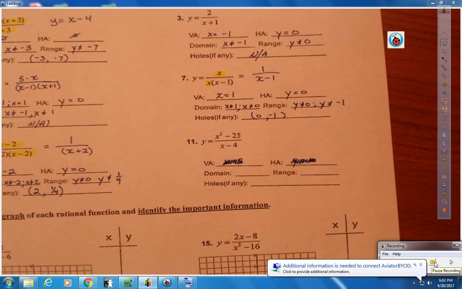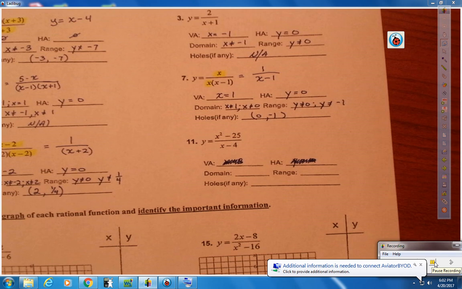All right? So there's a lot of information there. So if you need to rewind it, rewind it. If you need to listen to it again, listen to it again. Okay? So vertical asymptote, x equals -4, 1, 2, 3, 4. Here we go. Here's my vertical asymptote. Horizontal asymptote, y equals 0.